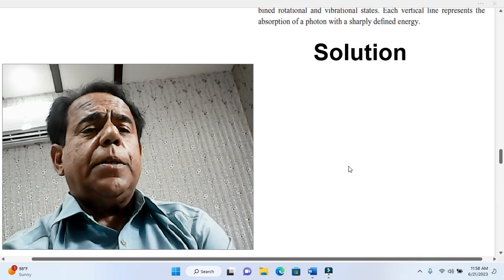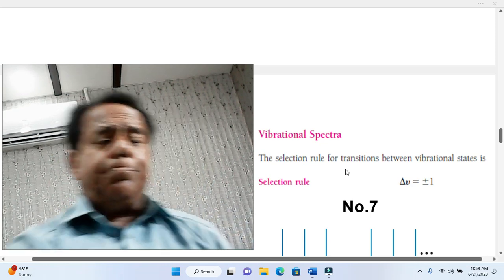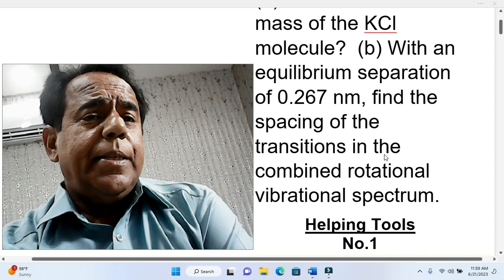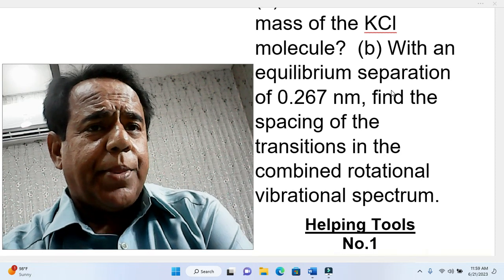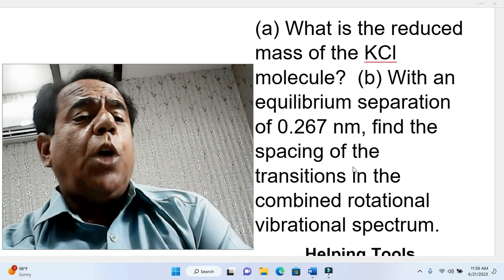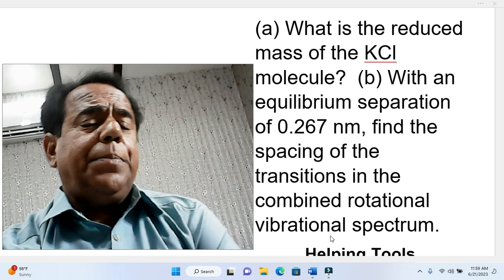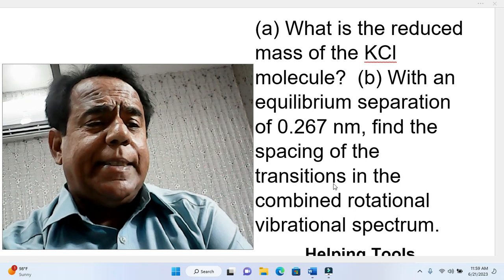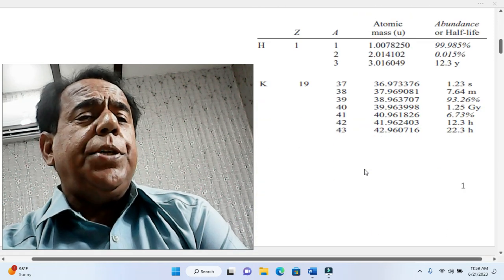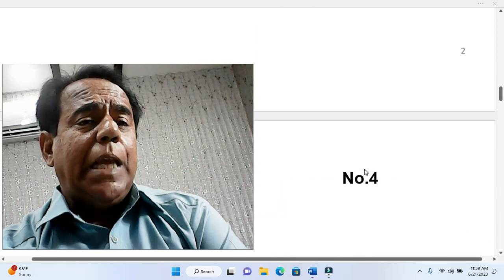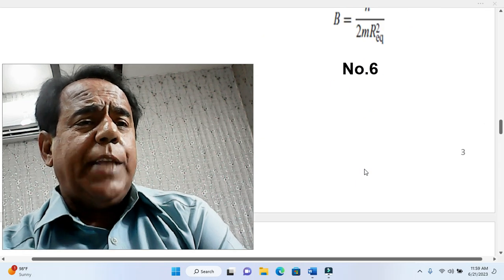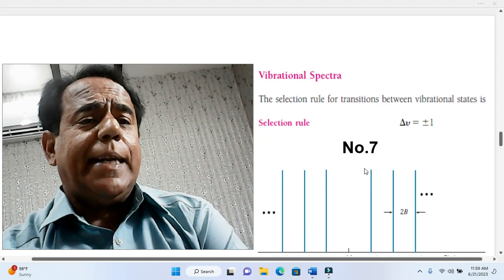Now we move to the problem statement, to ensure that something regarding spacing has been emphasized. Dear students, with an equilibrium separation of this nanometer, find the spacing of the transitions in the combined rotational vibrational spectrum. For this purpose we have included two helping tools, which we have already mentioned, and those helping tools are 6 and 7, vibrational spectra.